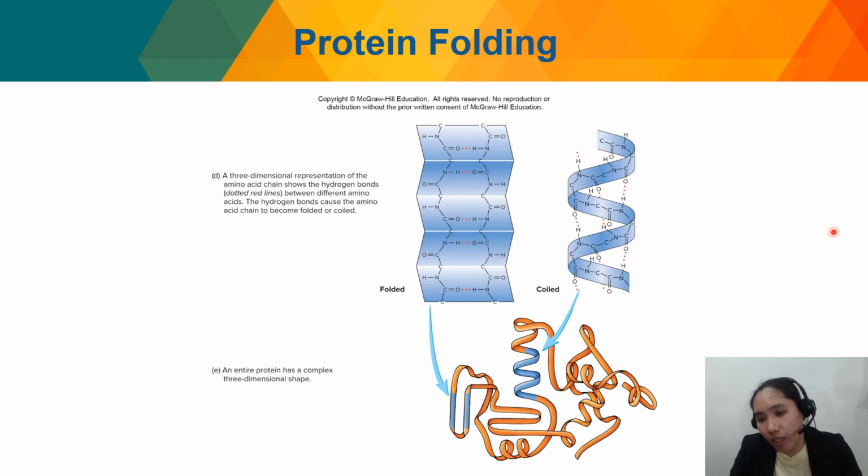Usually you have your primary, secondary, tertiary, and quaternary foldings of your proteins. So, this representation that you see on your screen right now is a representation of the amino acid chain that shows the hydrogen bonds between different amino acids. So the hydrogen bonds cause the amino acid chain to become folded or coiled. Okay? So the more coiled your protein is, syempre yung magiging result nun is mas coiled at folded yung protein, like your hair, okay?